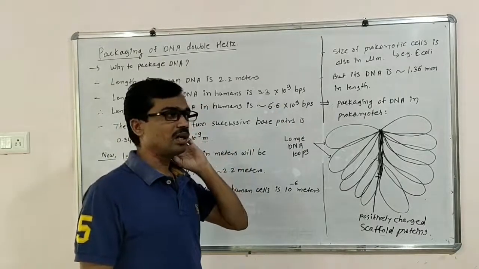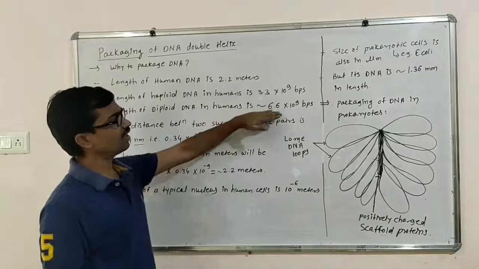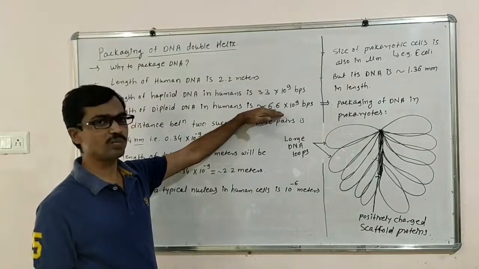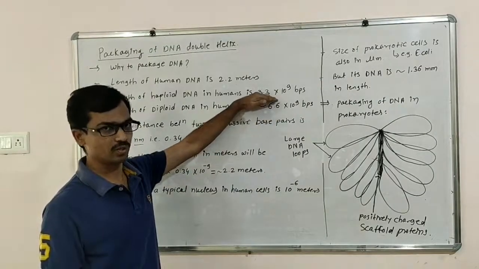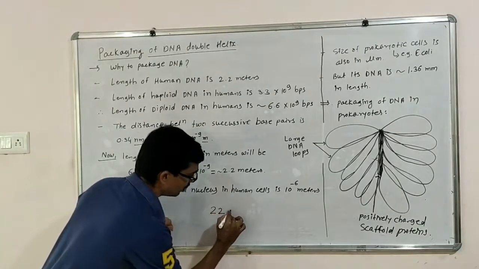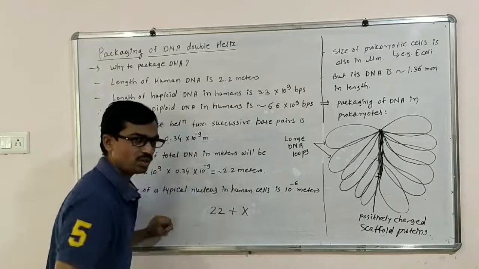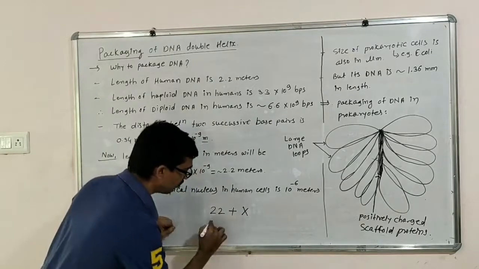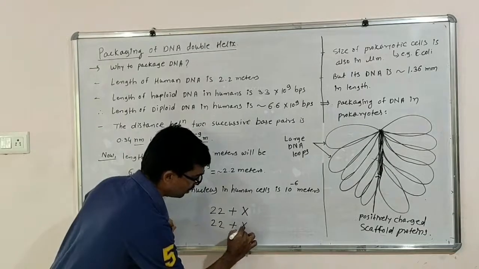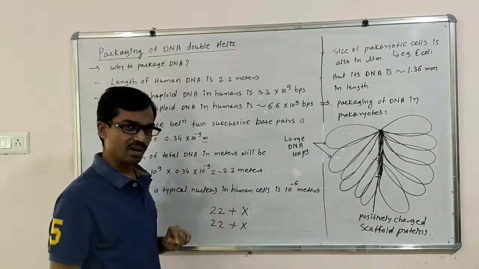In case of females we can say that the diploid content is exactly 6.6 into 10⁹ base pairs if the haploid is 3.3 into 10⁹, because in human females the haploid content is 22 autosomes plus 1 X chromosome and diploid content will be another same 22 autosomes plus another X chromosome. So 44 autosomes plus 2 identical X chromosomes.